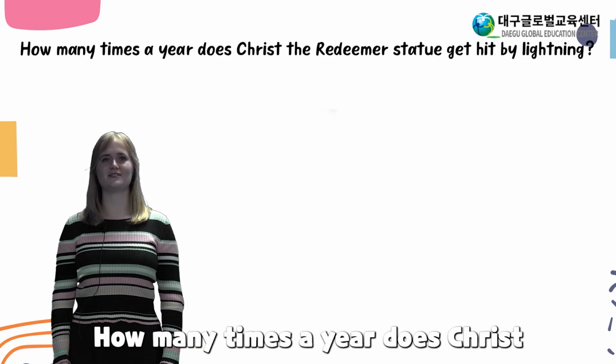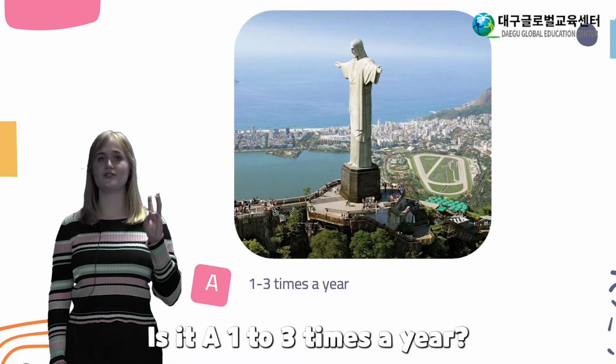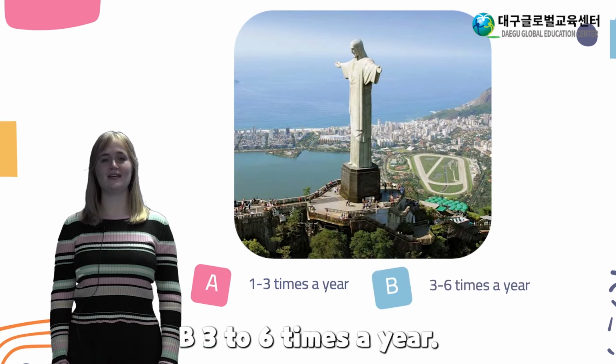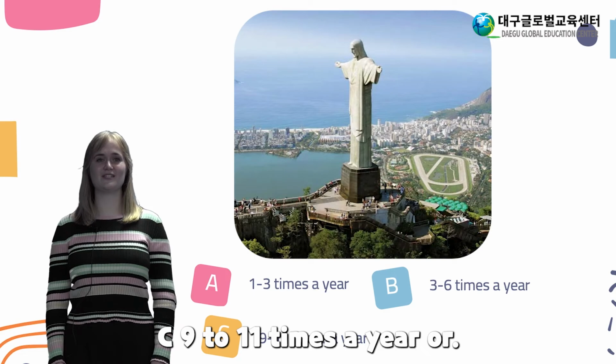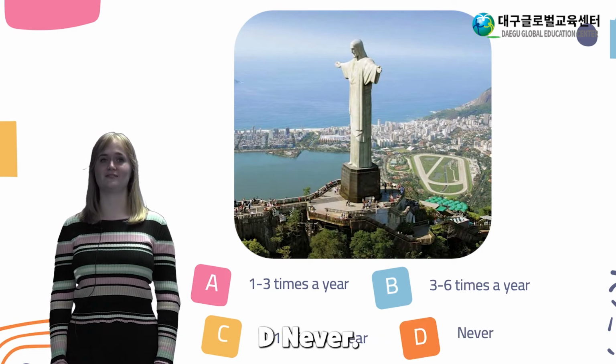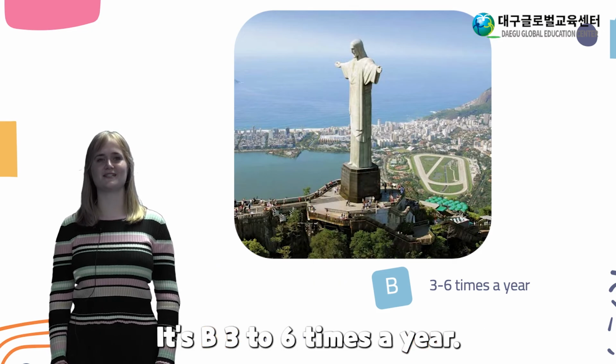How many times a year does Christ the Redeemer statue get hit by lightning? Is it A, 1 to 3 times a year, B, 3 to 6 times a year, C, 9 to 11 times a year, or D, never? It's B, 3 to 6 times a year.